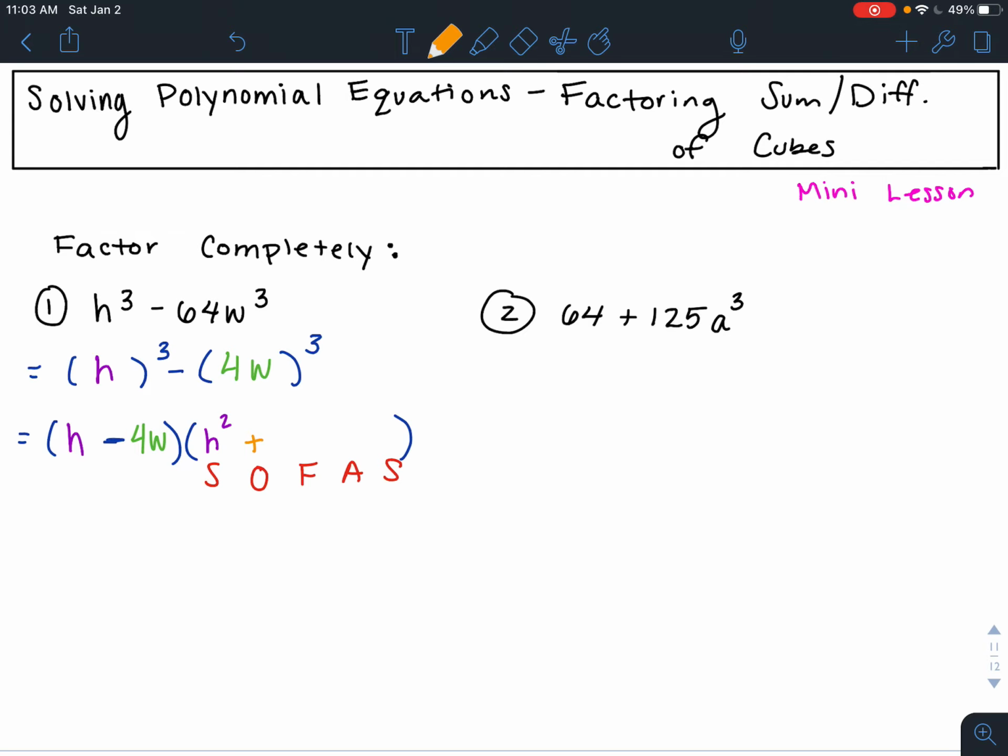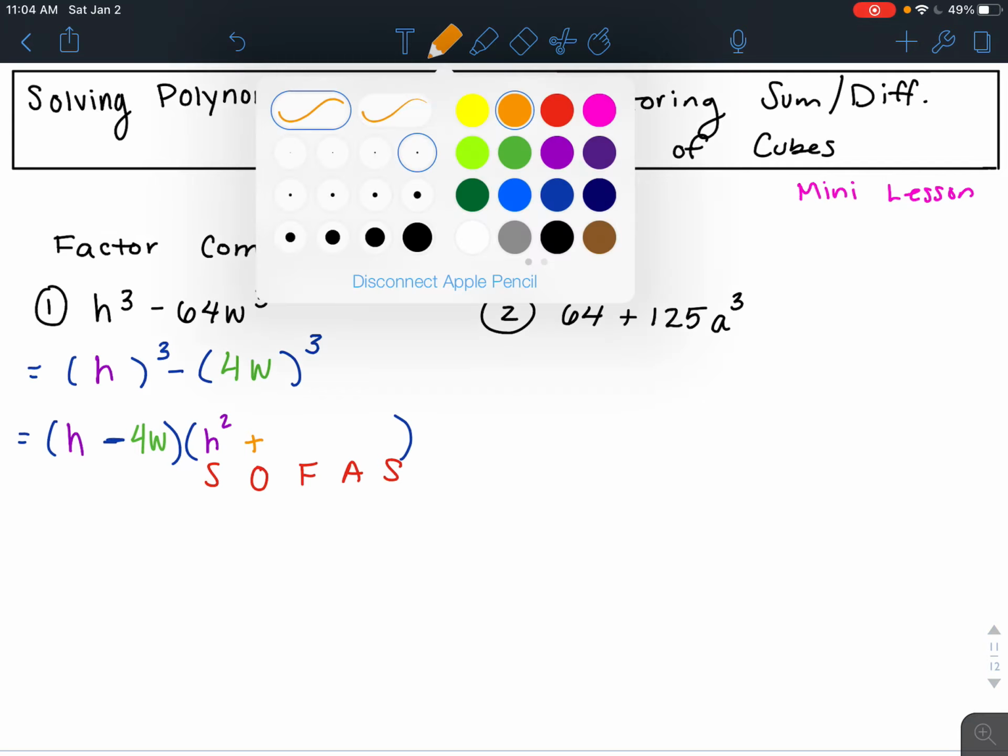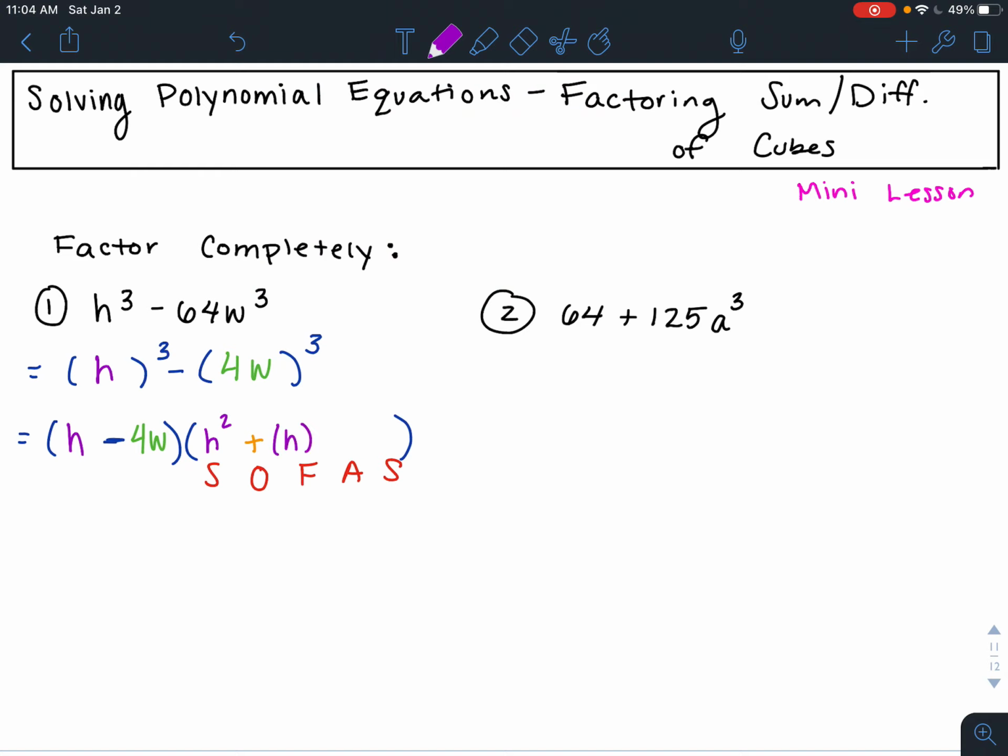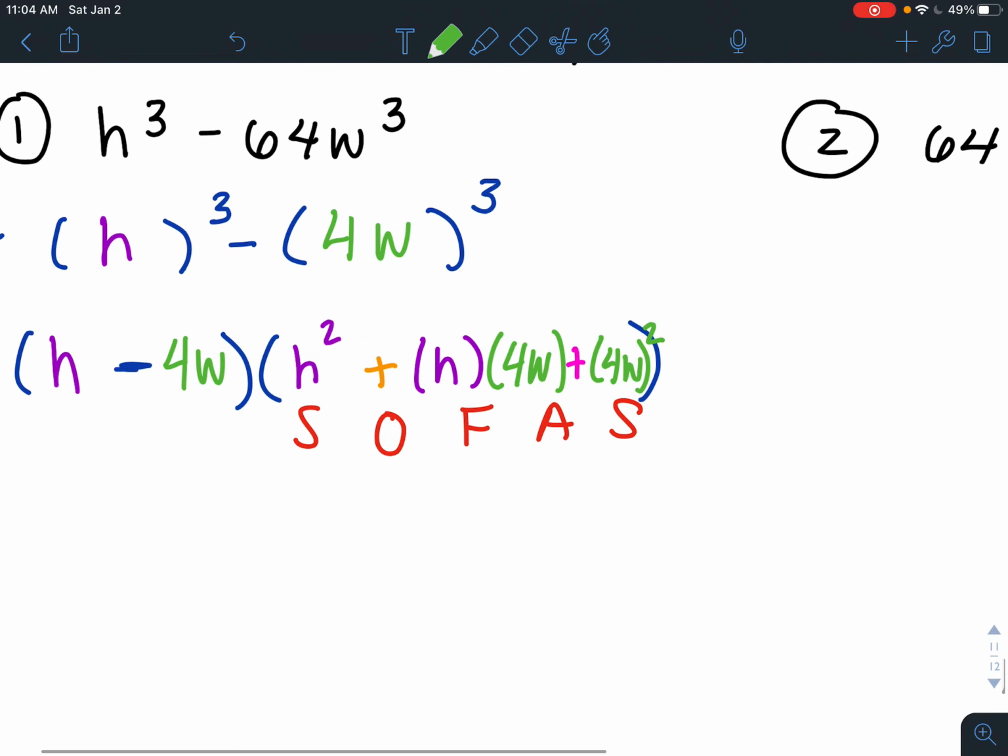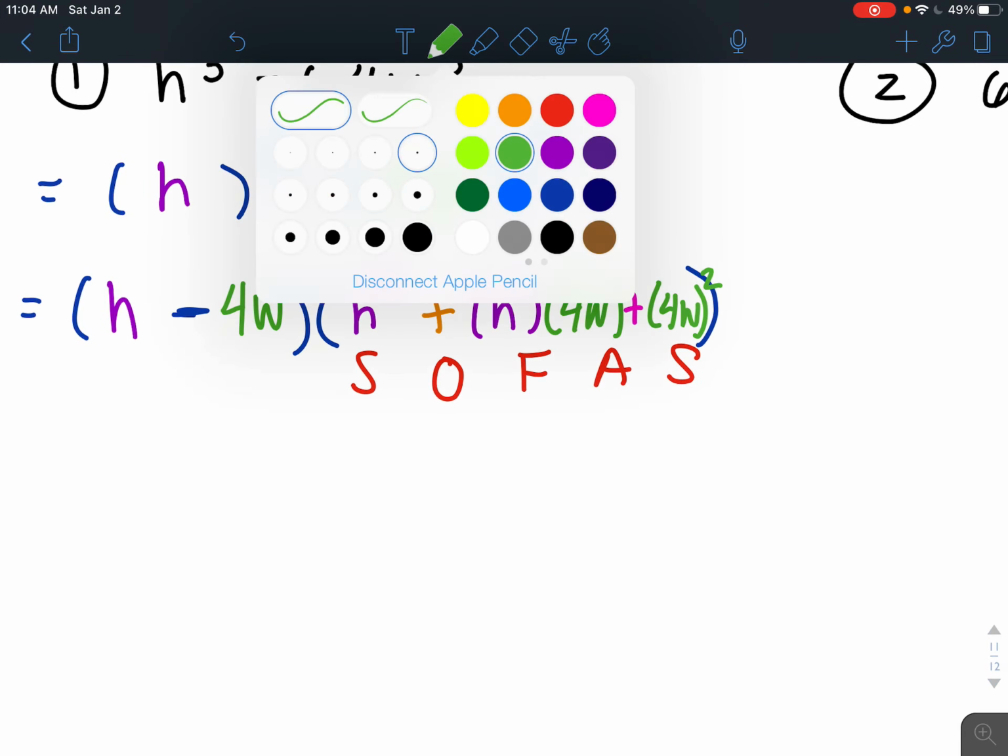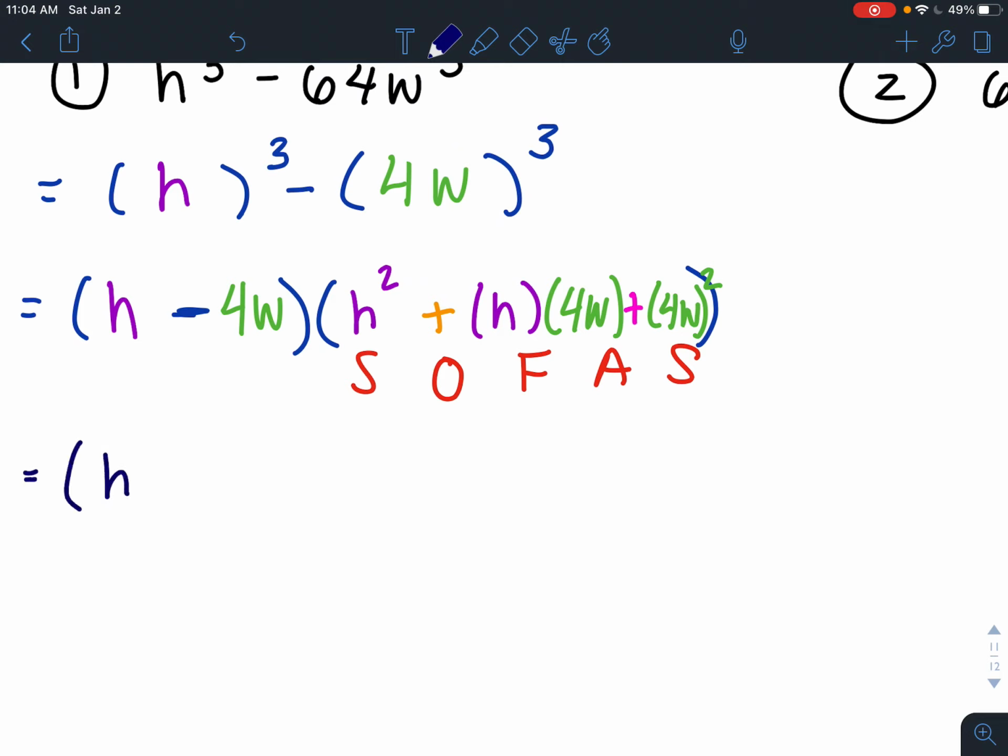That just means looking at your little group in the front of the equation, you want to take those two terms and multiply them together. So I'm going to multiply my first term of h by my second term, 4w. The A stands for always positive, so I'm going to put a plus sign there. And then the second S stands for take that second part of the equation, the 4w, and square it. I'm going to write that in parentheses here, and it's a little squished, so let's zoom in and make that a little bigger. We're going to leave everything in the first group the same. Nothing's happening here.